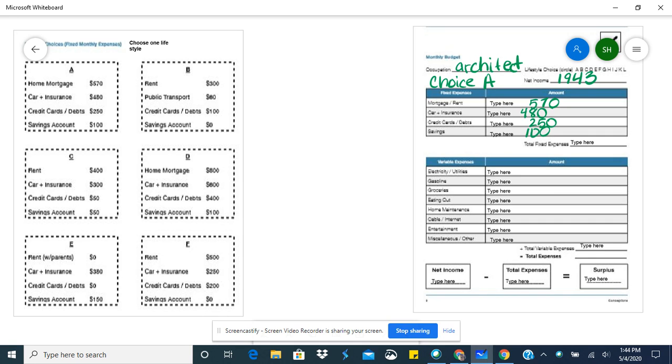So you're going to take those numbers, 570 plus 480 plus 250 plus 100. You're going to add them all together. You will get 0 here. 7 and 8 is 14, 15, and 5 is 20. So that will be another 0 there, and you will carry your 2. 2 plus 5 is 7, plus 4 is 11, plus 2 is 13, plus 1 is 14. There is your answer, $1,400 in fixed total expenses.